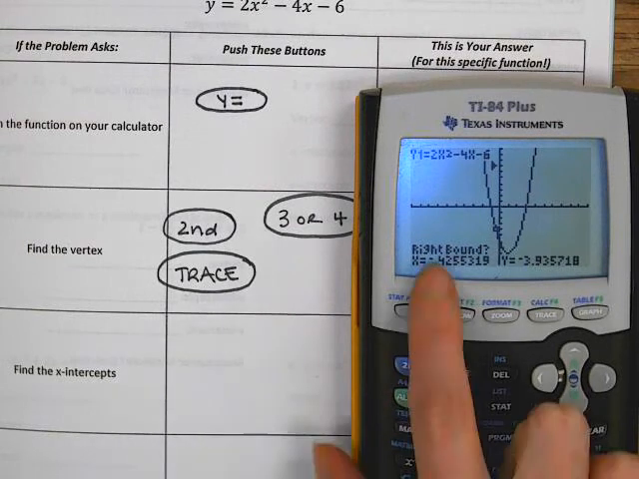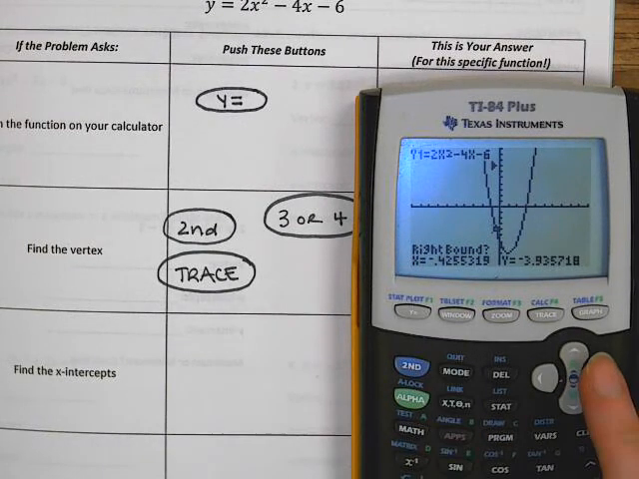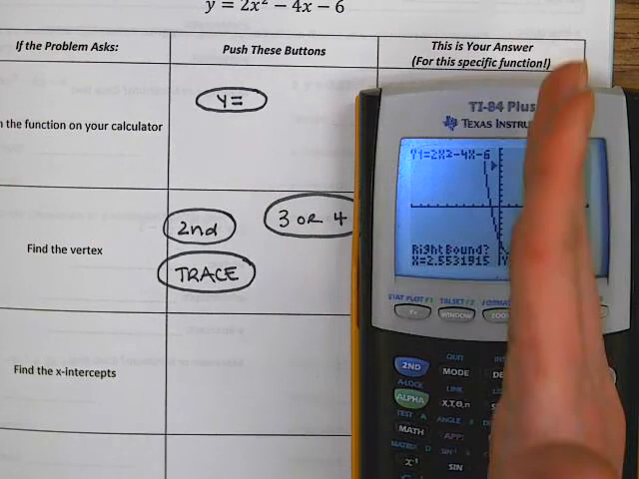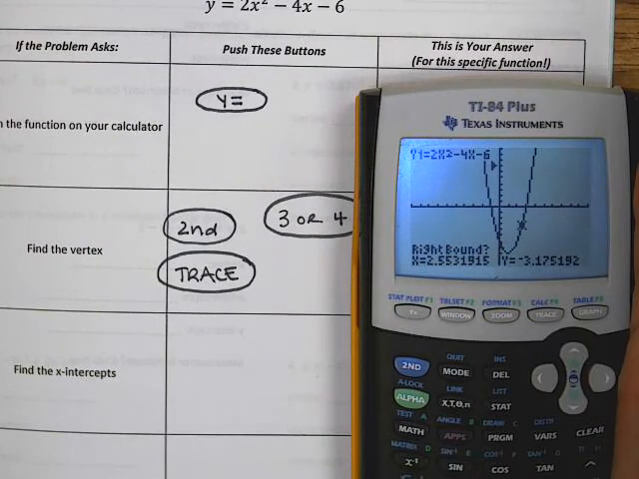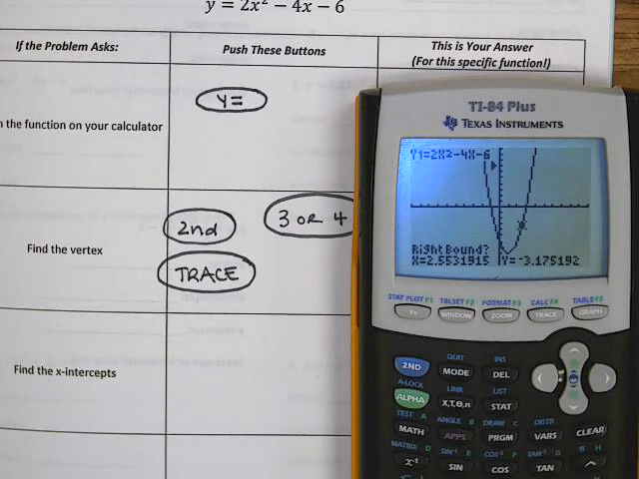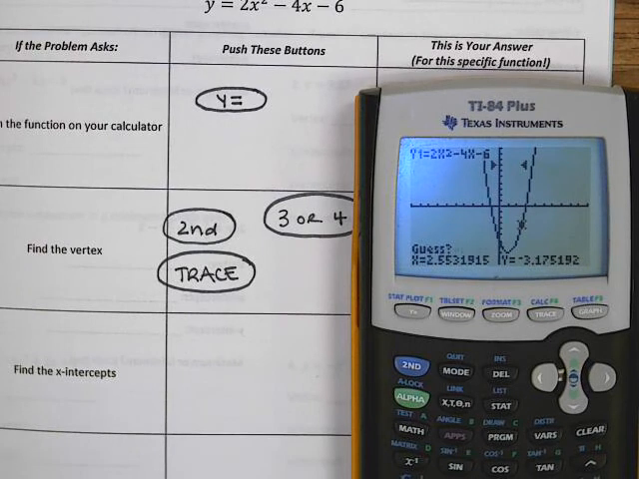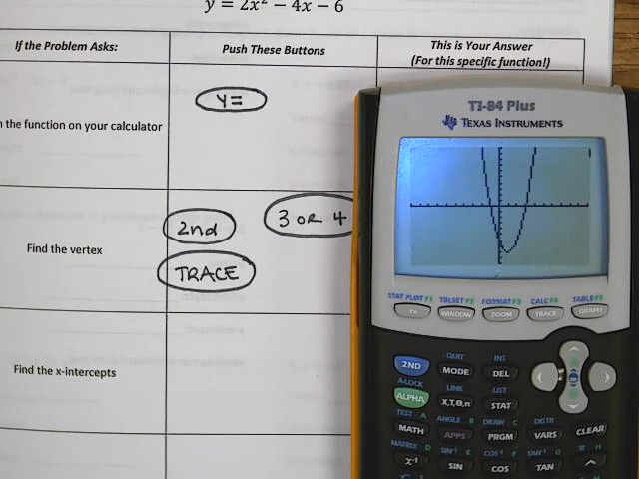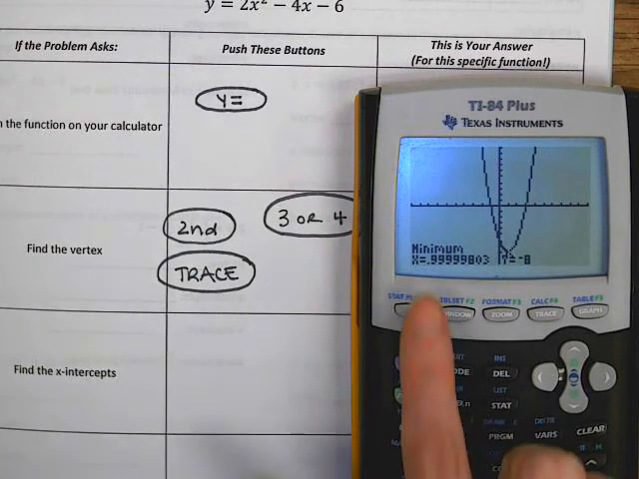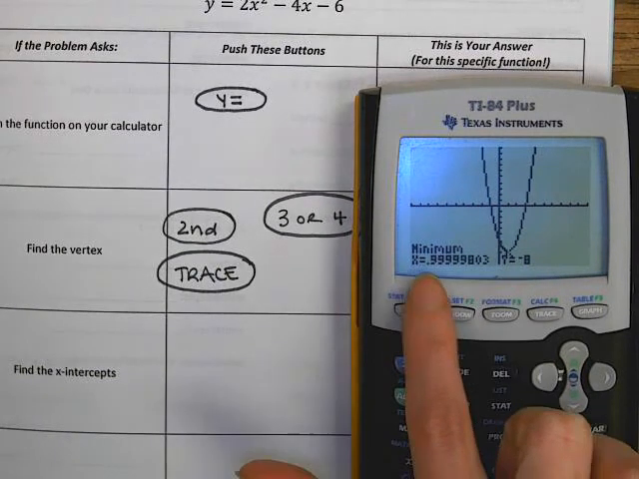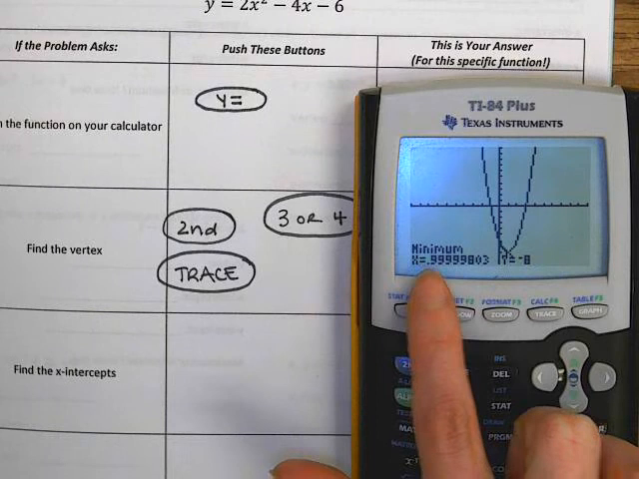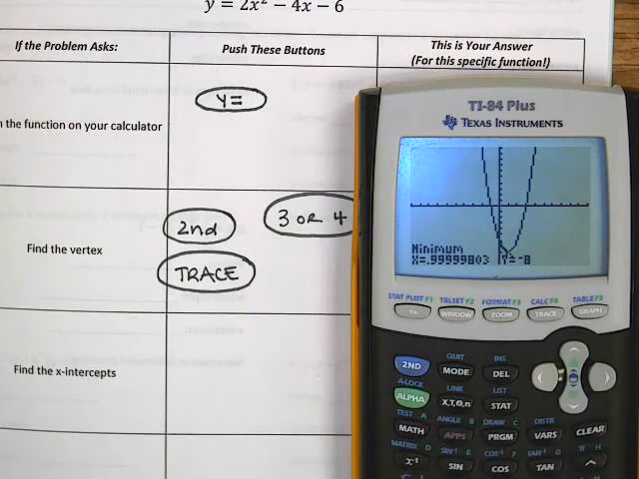Now it says right. So now with the right arrow, get your blinker anywhere you want to the right of the vertex. As long as it's to the right of the vertex, you're going to hit enter twice. Once, twice. And there is your answer. And we're going to round it. So 0.99999, we're going to round it to 1, -8.